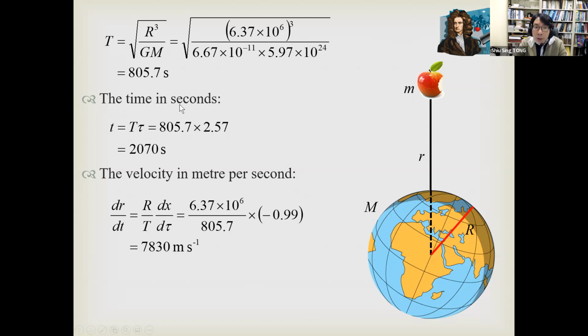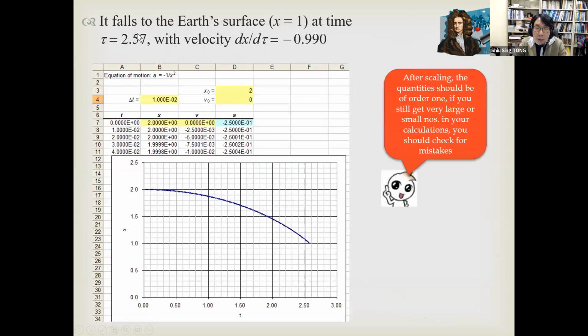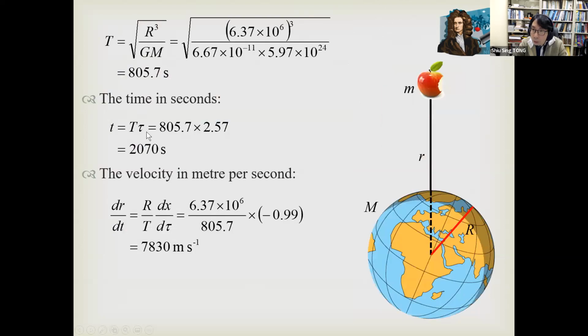Now, how can I convert the dimensionless time back to the SI unit of time? I can just multiply the time scale capital T with the time that I find from the calculation. After multiplying them, I got the time in SI unit. It's 2070 seconds. This is the time I got in SI unit. It means that at this time, the apple will fall to the surface of the Earth.